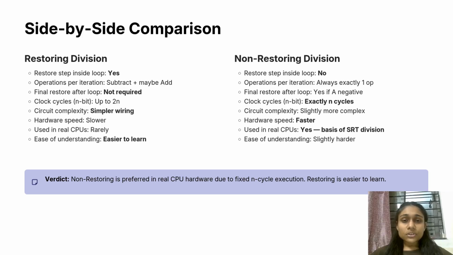Now, moving to non-restoring division, here we avoid the restore step inside the loop. Instead, we decide the next operation based on whether the result is positive or negative. So each iteration performs exactly one operation, either subtraction or addition, but not both. At the end, if the result is negative, we perform one final correction. This method takes exactly n clock cycles, making it faster than restoring division. However, the circuit is slightly more complex and it is a bit harder to understand.